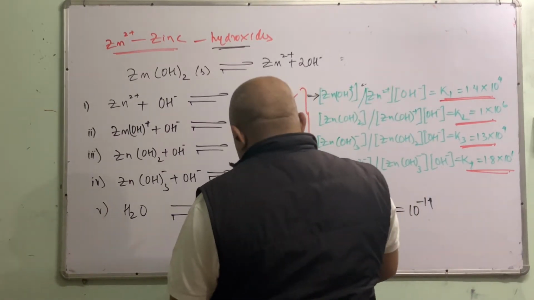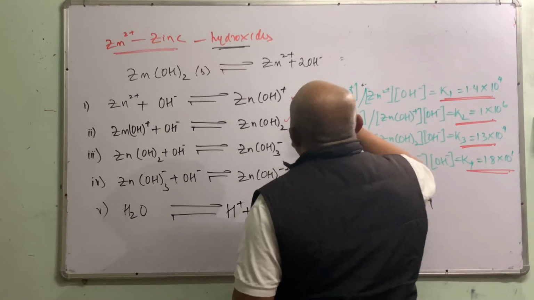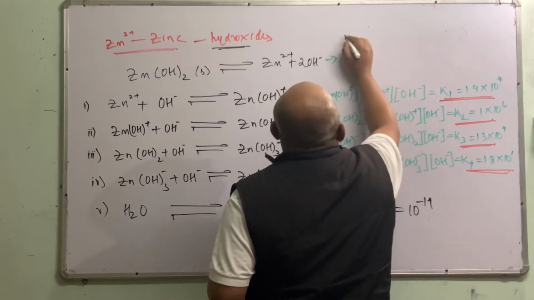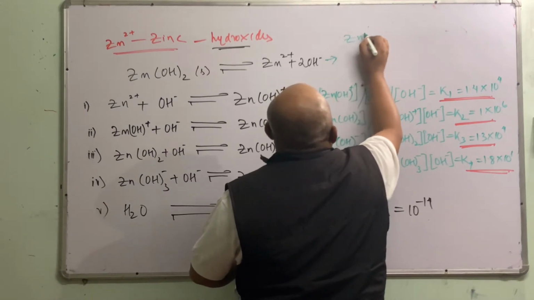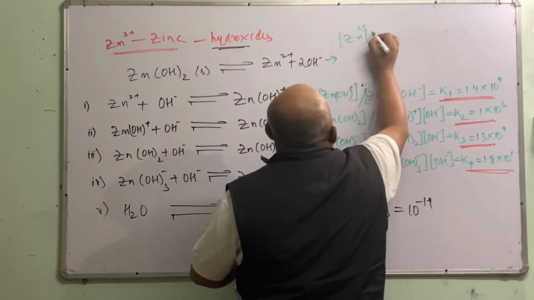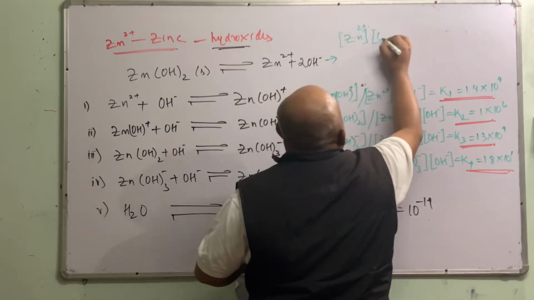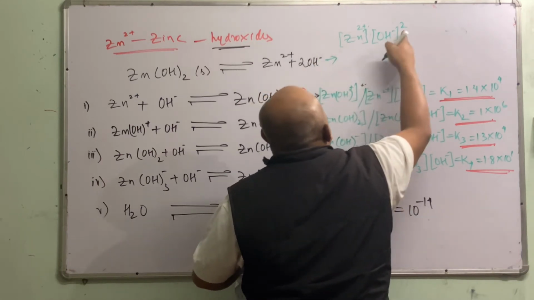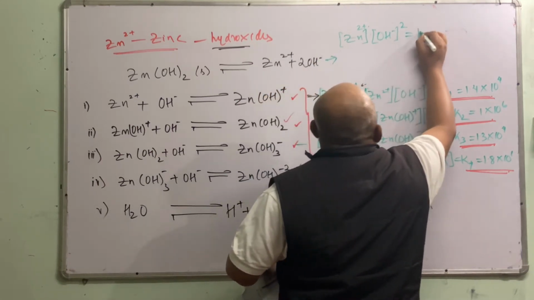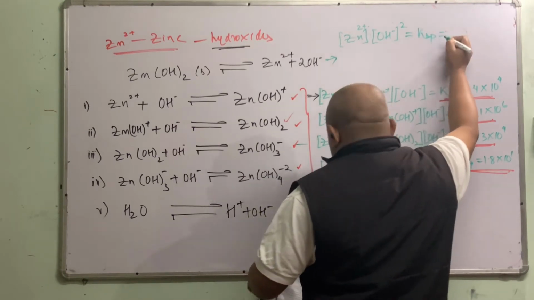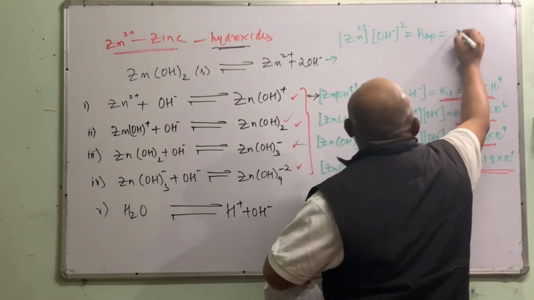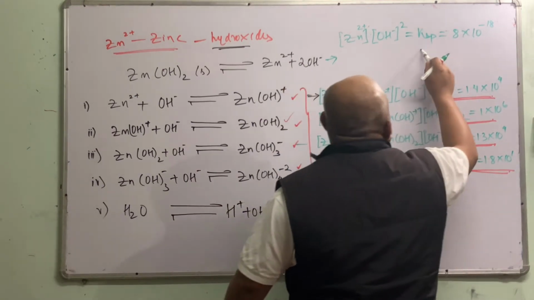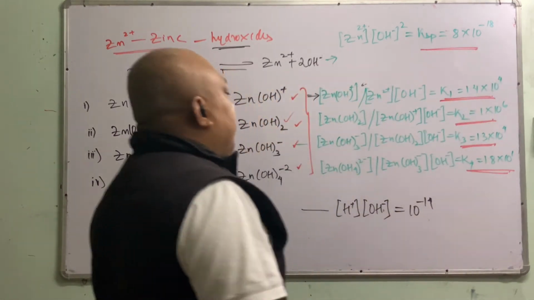Now for this, what happened is, for this, Zn into OH, this is twice, so it will be in the form of 2. Whatever is here, it will be in the exponential form. This is the solubility Ksp. This value is 8 into 10 to the power minus 18. These values, even in the exam, you don't have to mug them up. We will give you everything.